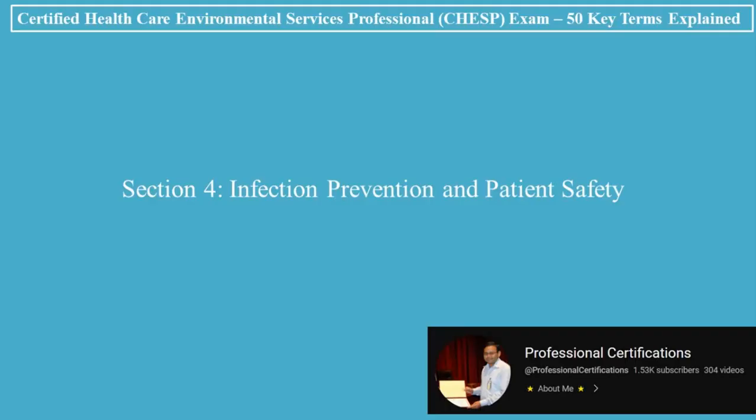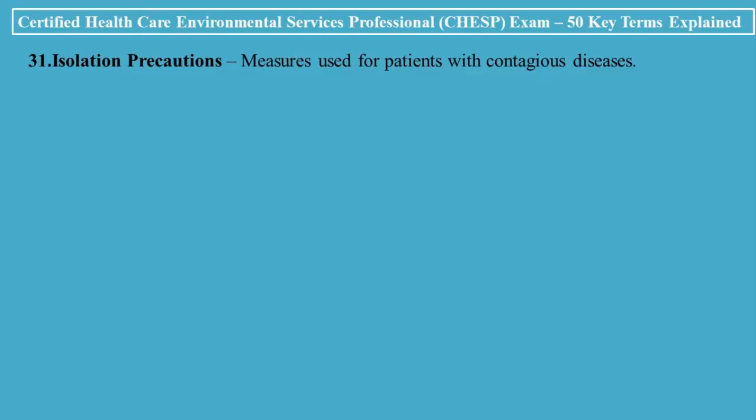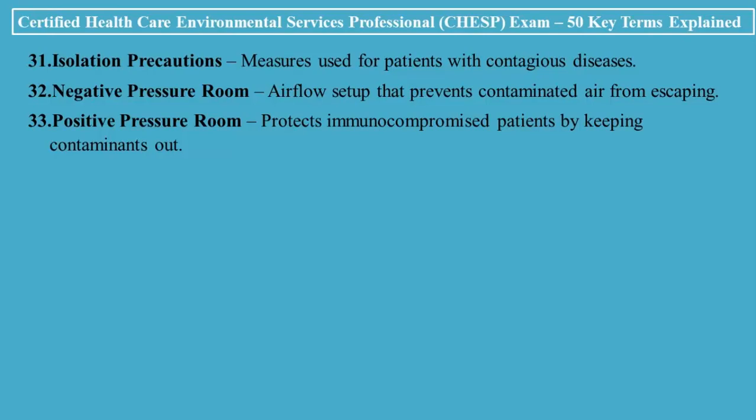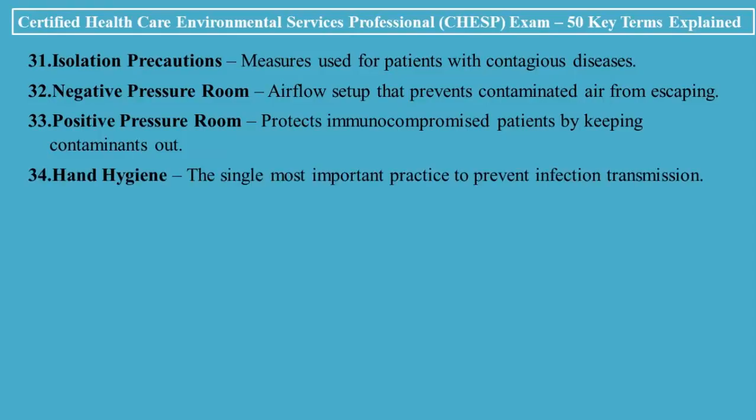Section 4. Infection prevention and patient safety. 31. Isolation precautions: measures used for patients with contagious diseases. 32. Negative pressure room: airflow setup that prevents contaminated air from escaping. 33. Positive pressure room: protects immunocompromised patients by keeping contaminants out.